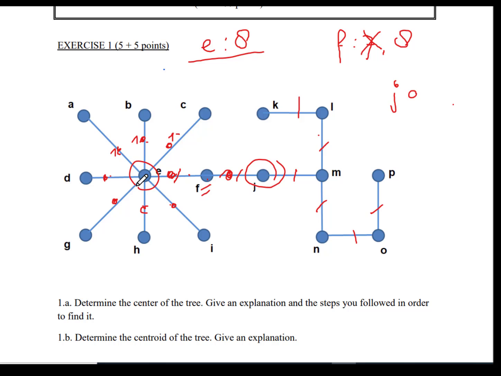So J is 9. And you can see that when we move up to the right side and look at M and L and N, they will all become heavier with more maximum weight. So the centroid is E and F with a maximum weight of 8.